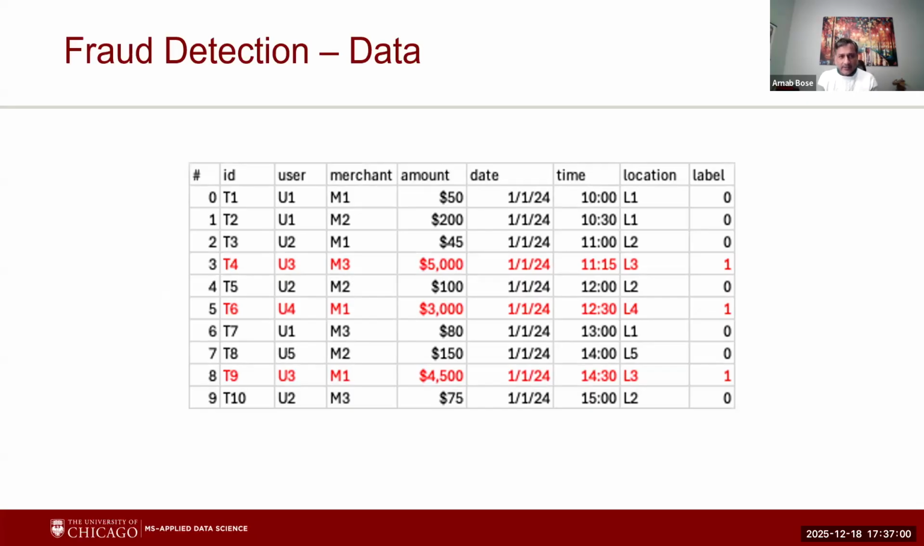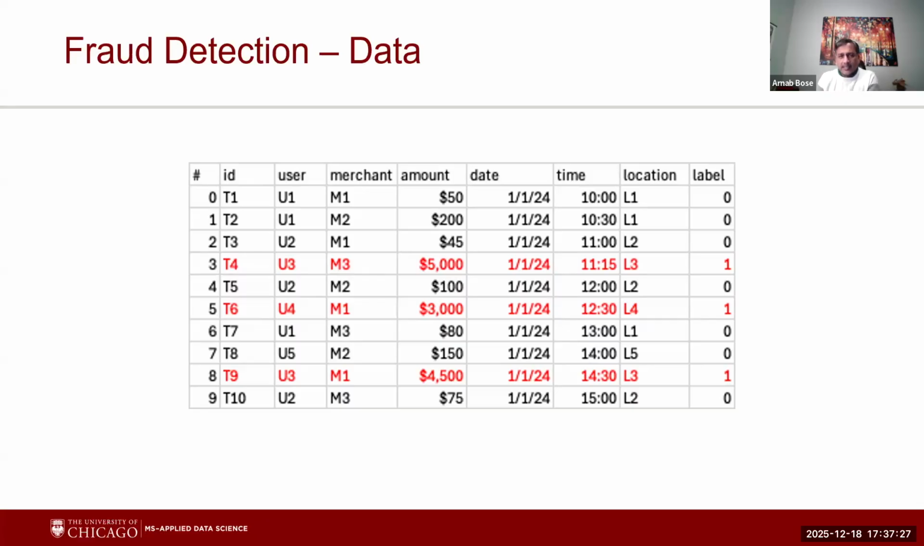simulated data. So you have 10 transactions across four users, U1 through U4. Okay, and you have the IDs for each of those transactions. You have four users, three merchants, and then I guess five locations, L1 through L5. And this is labeled data, so this is the data used to train the GAT.